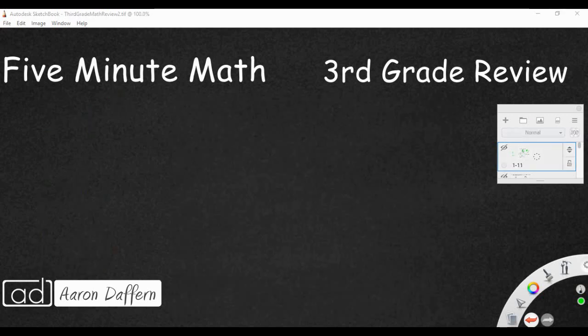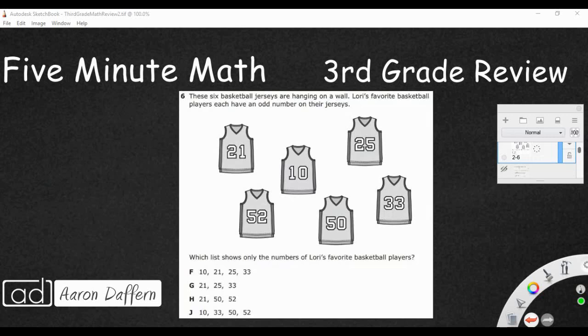Let's look at our second problem for this session. We're looking at even and odd. You have a whole bunch of jerseys, and all it says is Lori's favorite basketball players each have an odd number. So odd numbers are numbers that have the digits 1, 3, 5, 7, and 9 in the ones place.